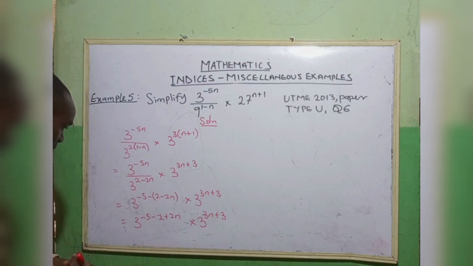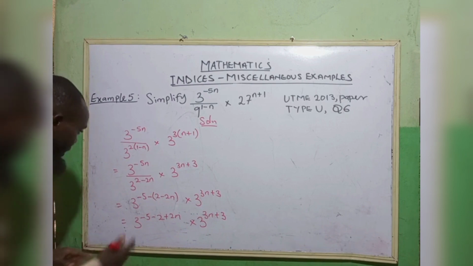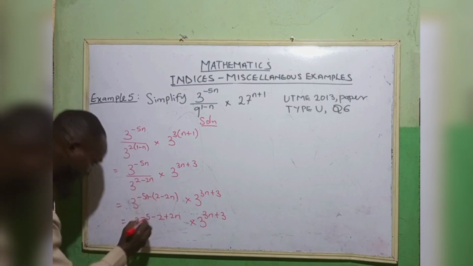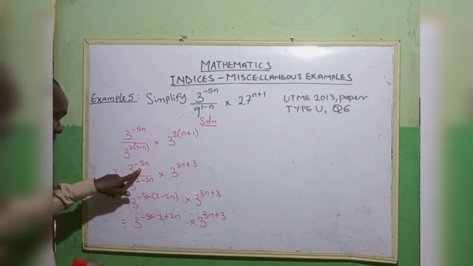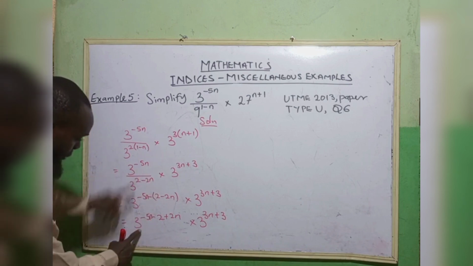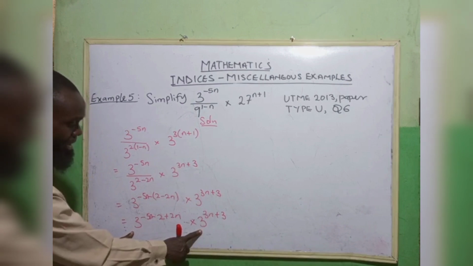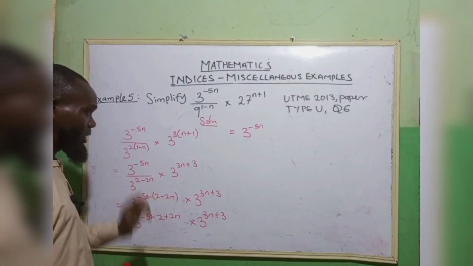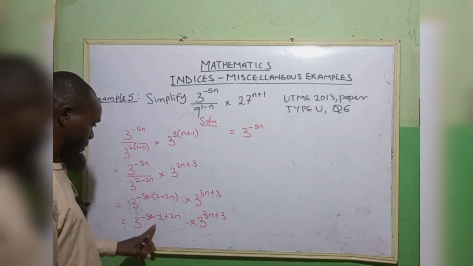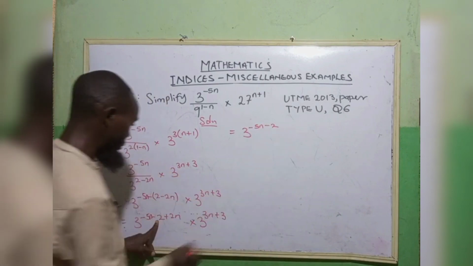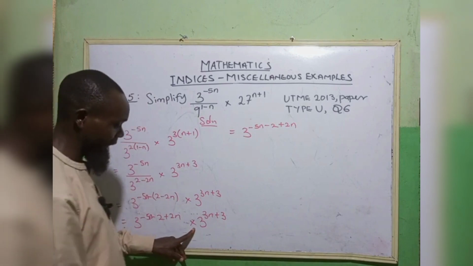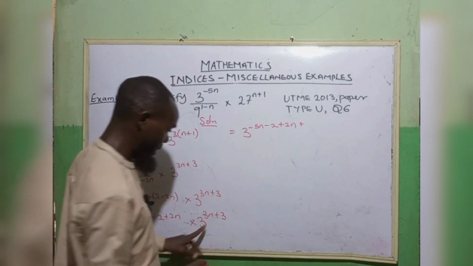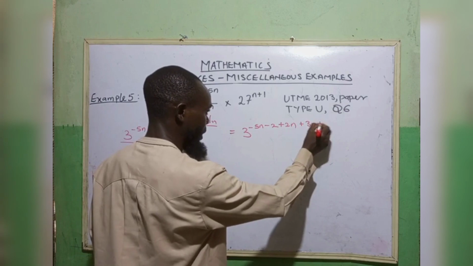Now, if you look at this, this is n, don't forget, that is minus 5n. From here, since we have a base of 3 here, let's pick one of the 3 as 3 raised to power minus 5n minus 2 plus 2n. Then this multiplication sign changes to positive. Then we have 3n plus 3.